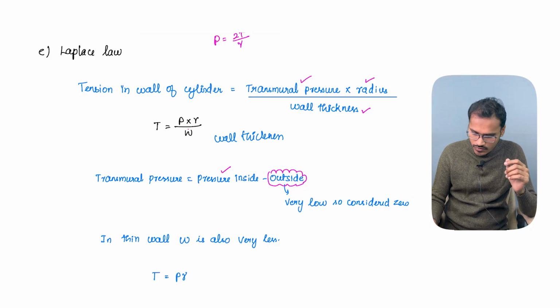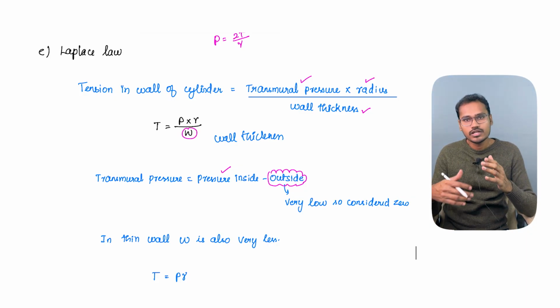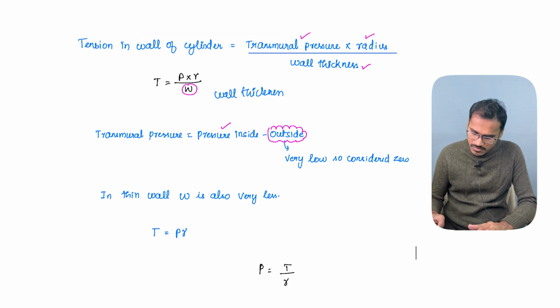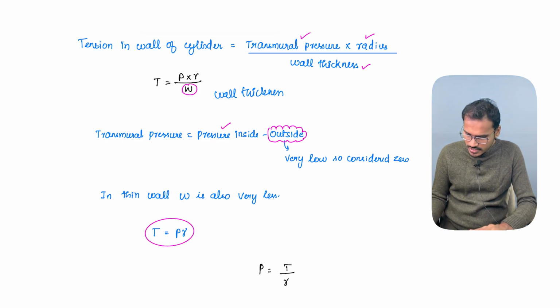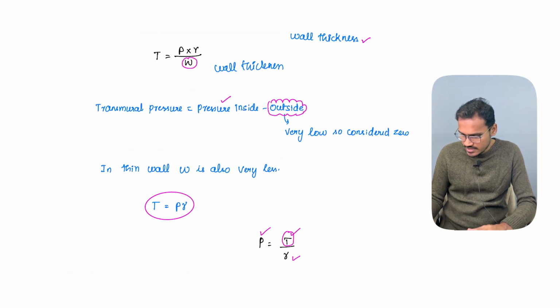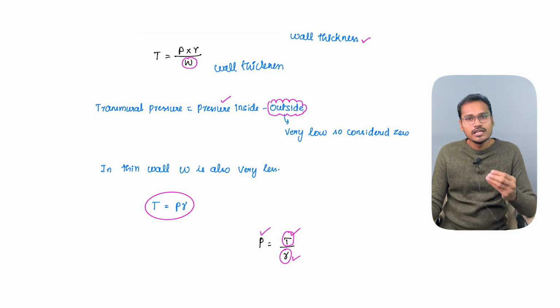Then coming to the wall thickness, it is also not that much for consideration. It is usually around 1 or less than 1, so it is also ignored in this formula. So it becomes tension is equal to pressure into radius. Or you might be reading the formula as pressure is equal to tension upon radius. So these are the two factors influencing the pressure generated. If the tension is more, obviously the pressure will increase. If the radius is more, what is going to happen? The pressure is going to fall down.